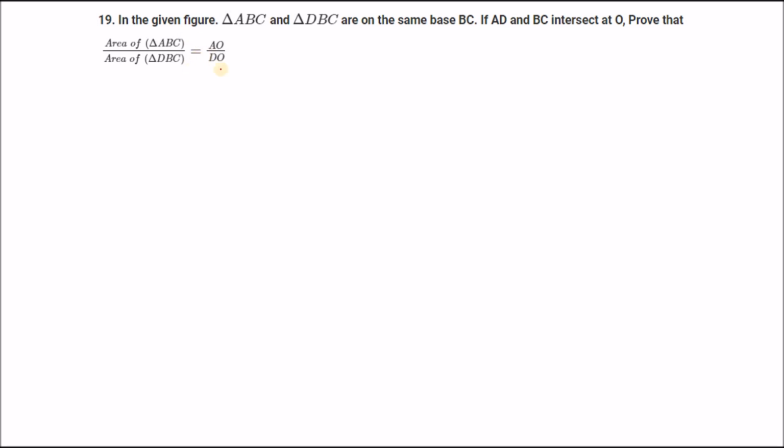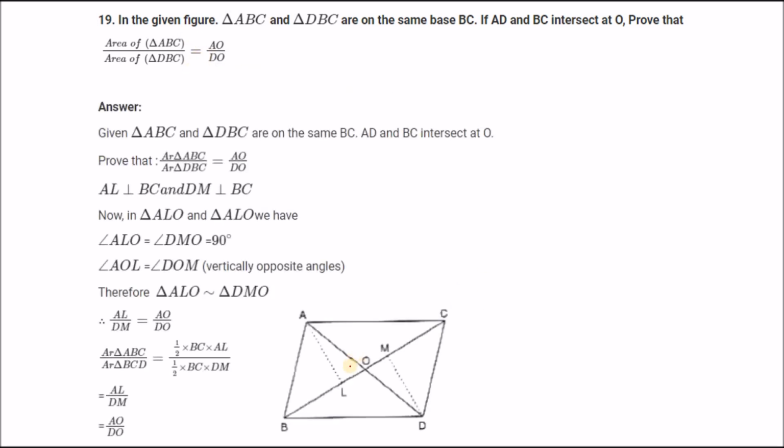Next, let me show you the figure. In this figure, we have triangle ABC, the above triangle, and the below triangle DBC. These two triangles are on the same base, which is this BC. If AD and BC intersect at O, you have to prove that the ratio of the area of triangle ABC, the above one, to the area of triangle DBC, the below one, is AO by OD.